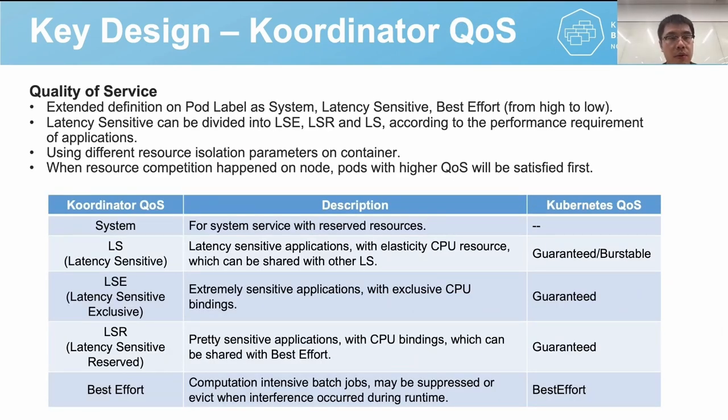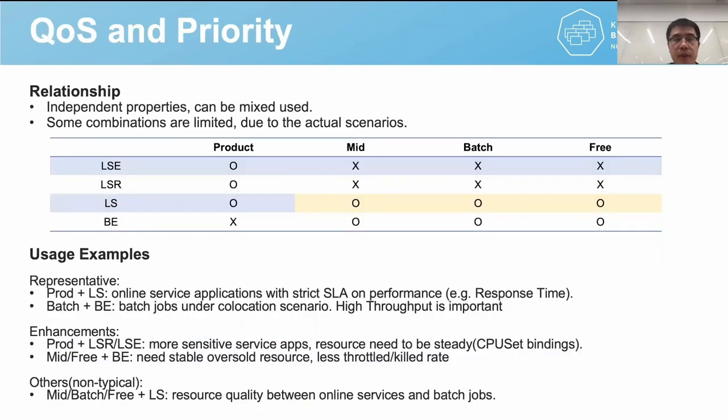The other key design is QoS. It is an extended definition at the pod level: system, latency sensitive, and best effort. And latency sensitive can be divided into more detailed classes according to the performance requirements of applications. The different QoS classes mean different resource isolation parameters on containers. And when resource competition happens on the node, pods with lower QoS will be sacrificed first. And speaking of QoS and priority, they are two independent properties and can be mixed. And of course some combinations are limited due to the actual scenarios.